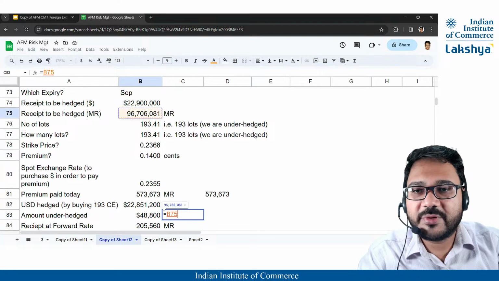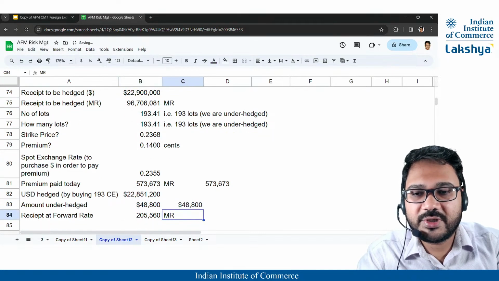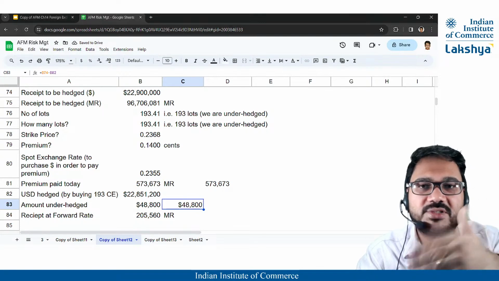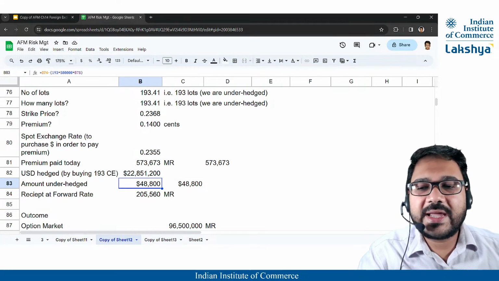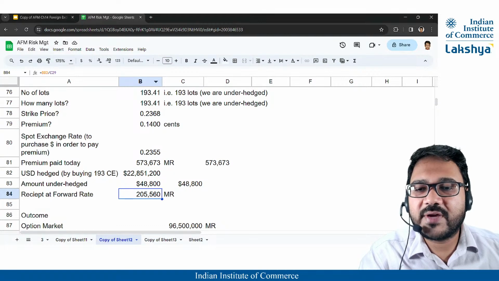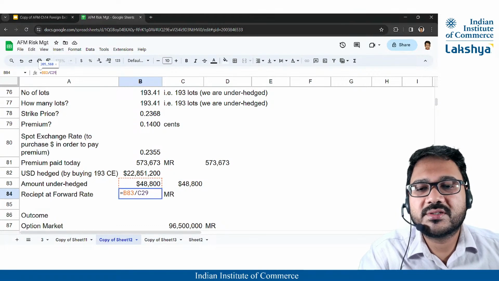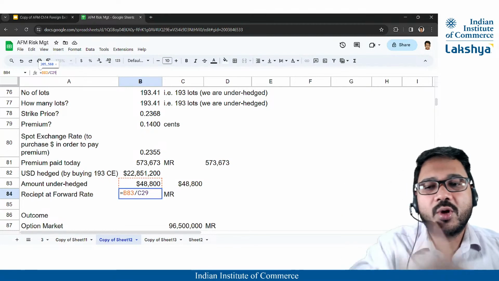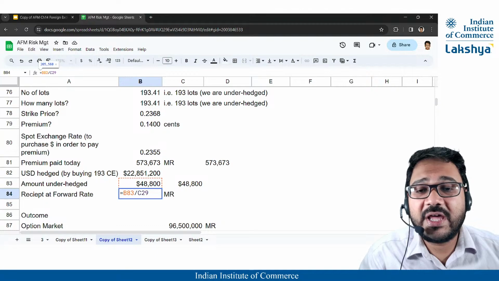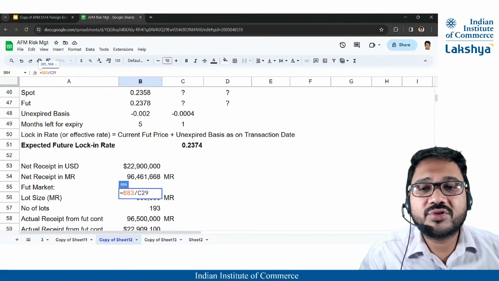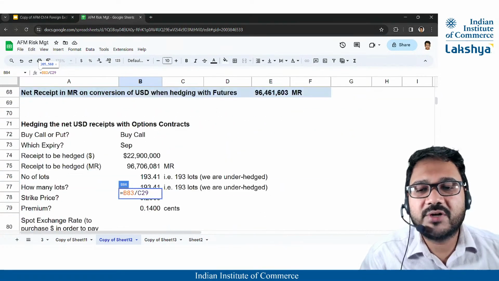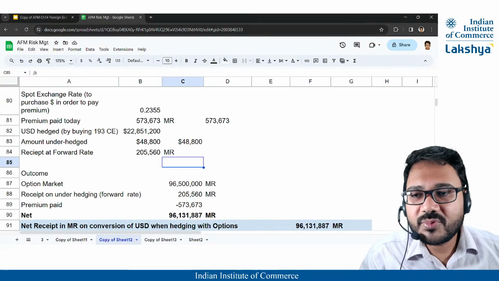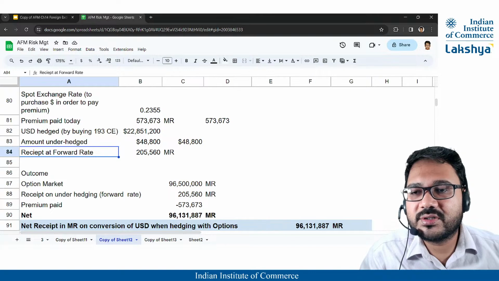So under hedged is 22.9 minus 22.85, which is 48,800. These are just alternative calculations, or you can do it directly. Now the receipt at the forward rate will be 205,000. How? Well, this is the under hedged amount which you are going to hedge via the forward rate. So you should have hedged for 48,800, but you haven't. So now you are hedging it using the forward rate. For the forward rate hedge, we had already identified this rate, so we are going to stick to that rate.